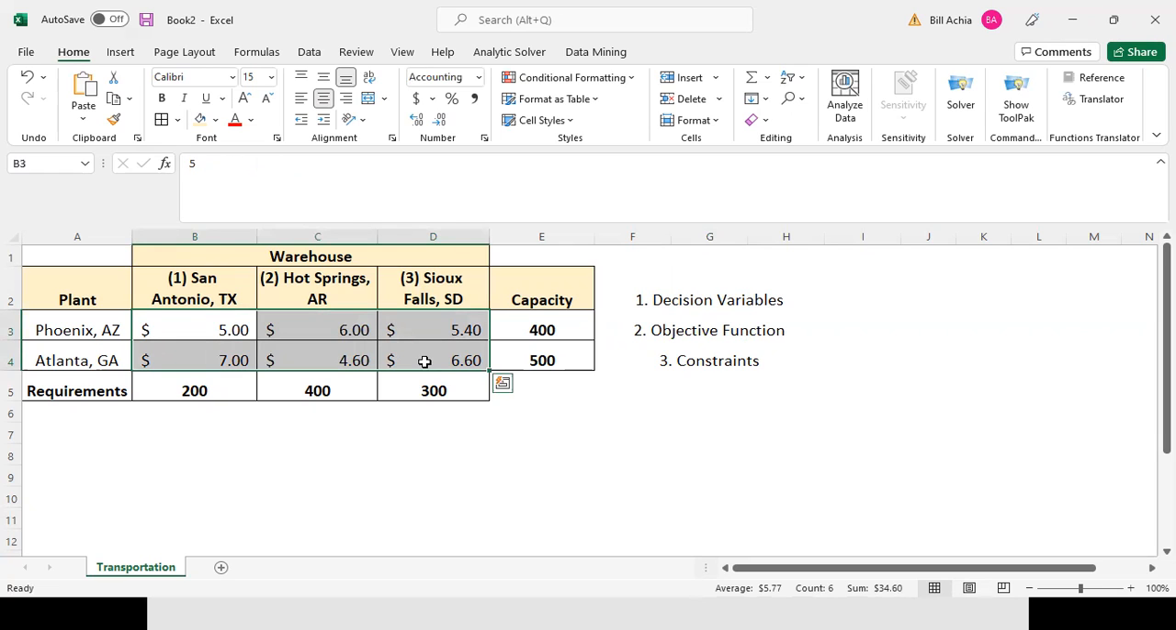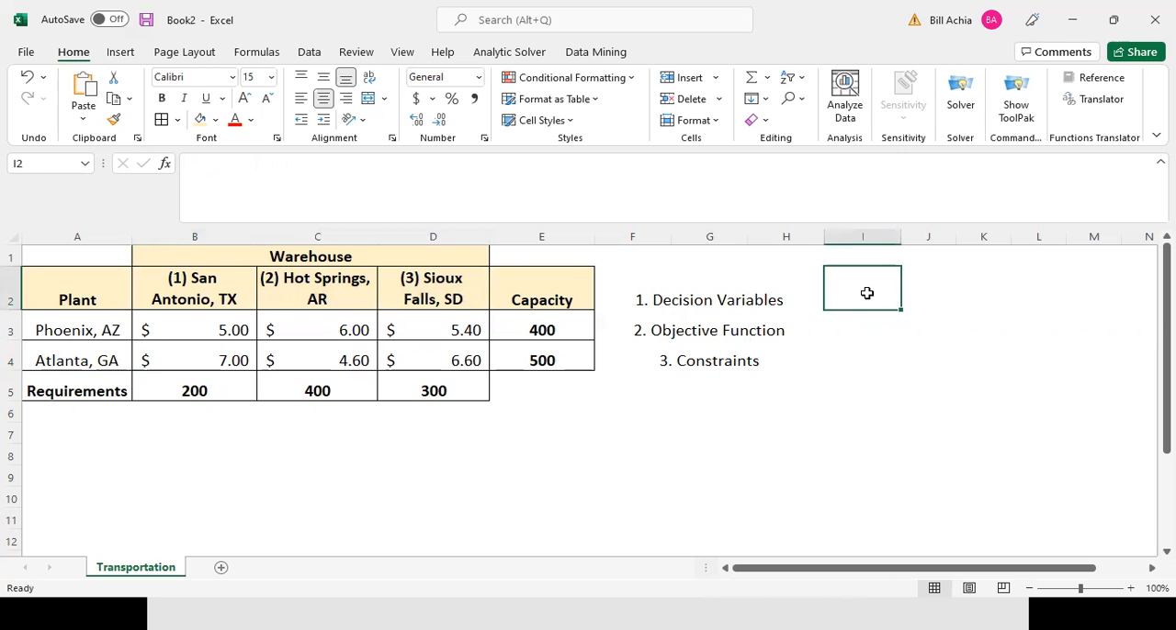In this case here, we have parameters, we have information on how much it costs for the moves. What I don't have information on is how much is going to move between the plants and the different warehouses. Okay, so a decision variable will be basically how much is going to move between these two plants and these three warehouses.